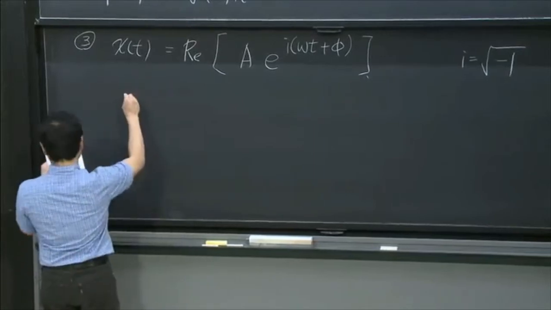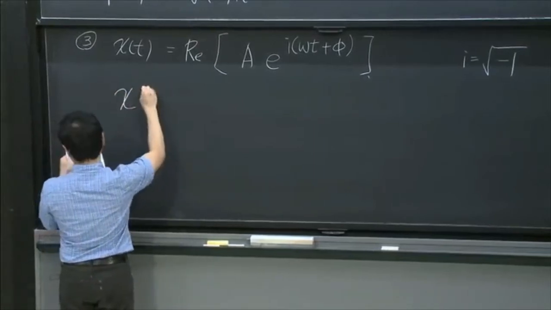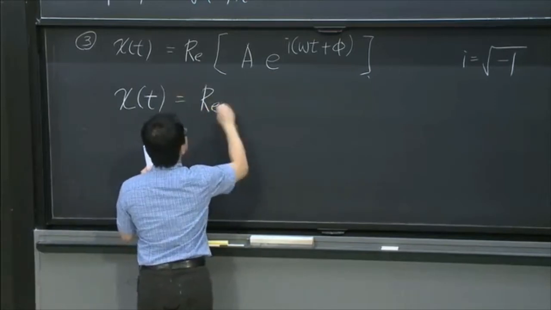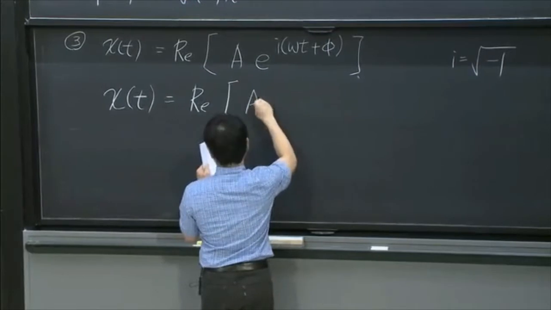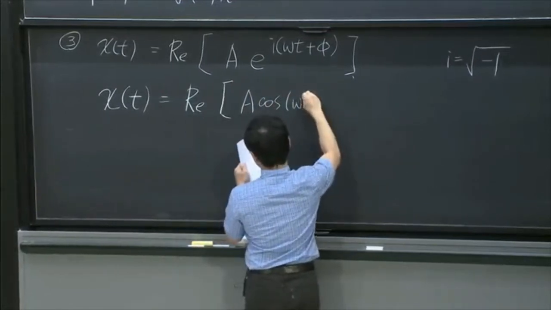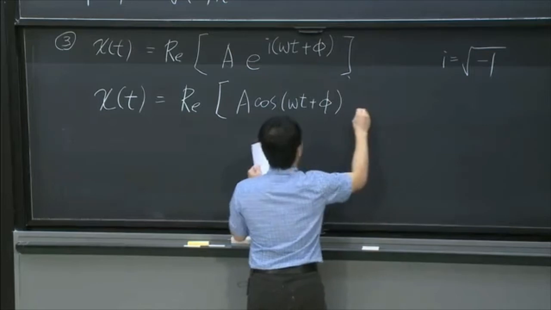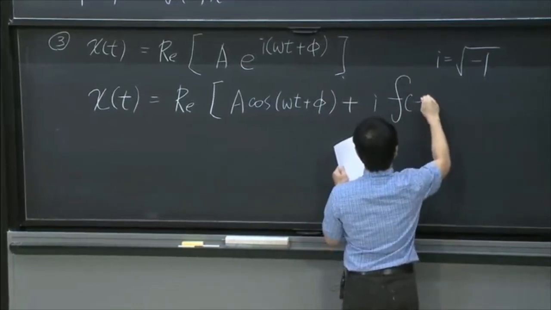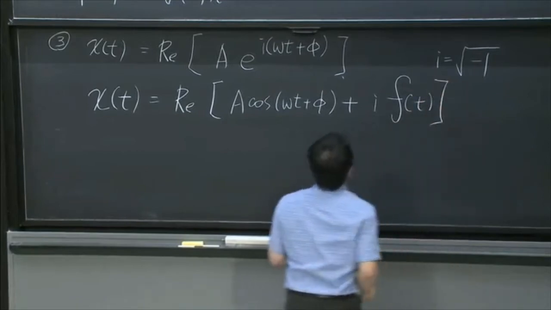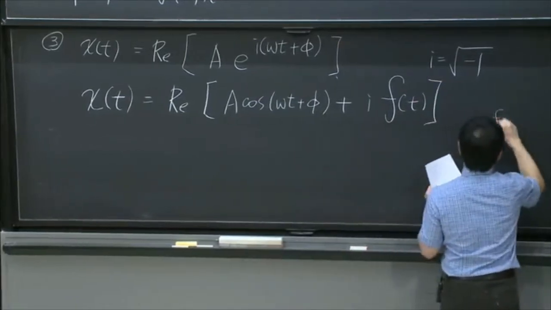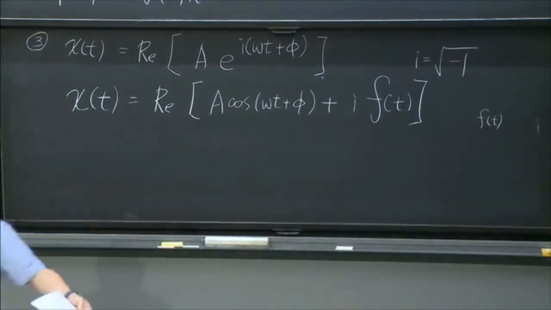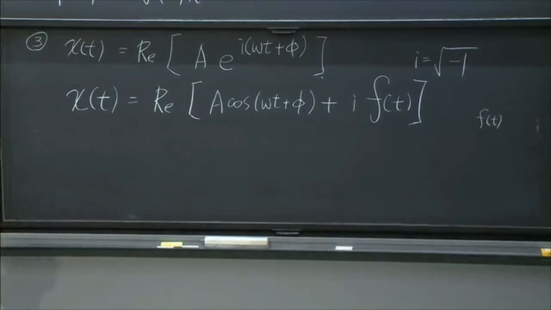In principle, I can write it in an even more horrible way. x of t equal to the real part of A cosine omega t plus phi plus i f of t, and f of t is a real function. Okay, in principle, I can do that, right? It's even more horrible. Why is that?